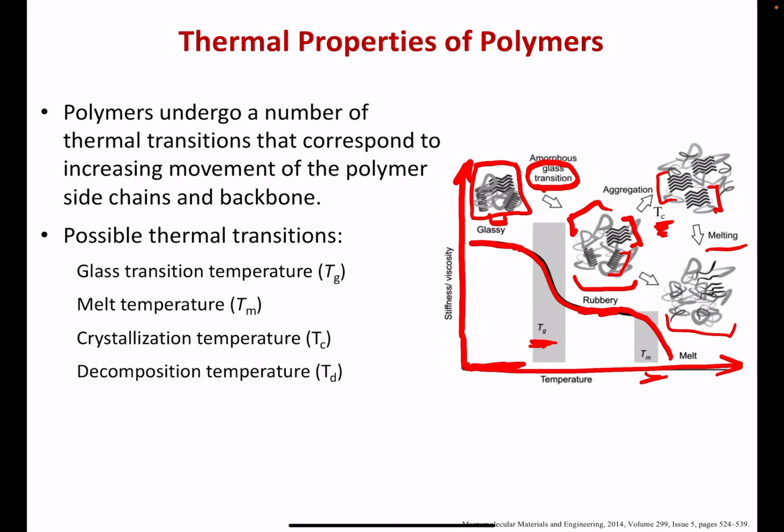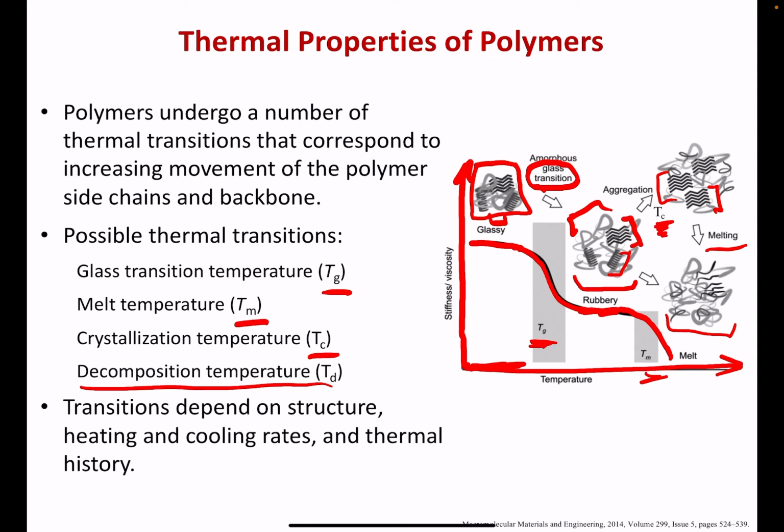Okay, so possible thermal transitions that we see: glass transition temperature, melt transition temperature, crystallization, and, not shown on the diagram, ultimate decomposition of the material can occur for most materials. We've seen here that the glass transition temperatures depend on the heating history, that is the heating and cooling rate, which affect things like content of amorphous material and crystalline material. And not only that, but the heating and cooling rate, as well as the ultimate structure present in the macromolecule.